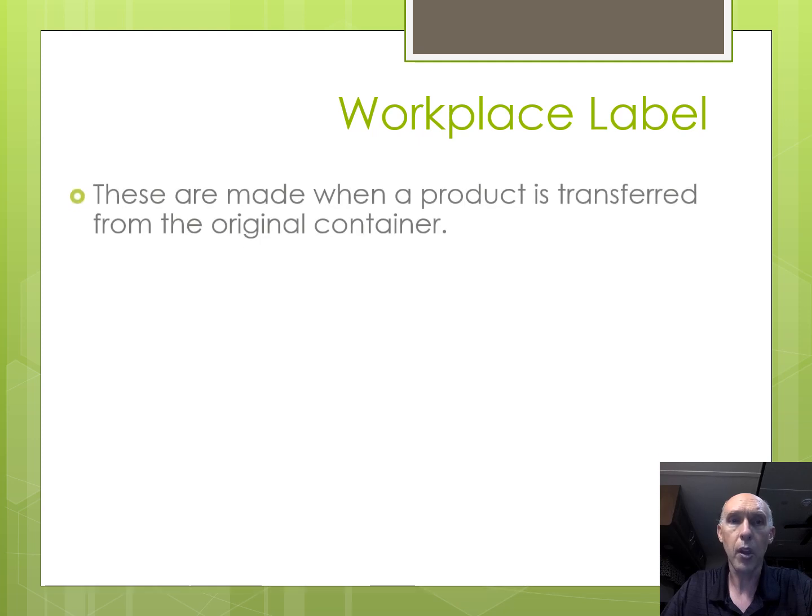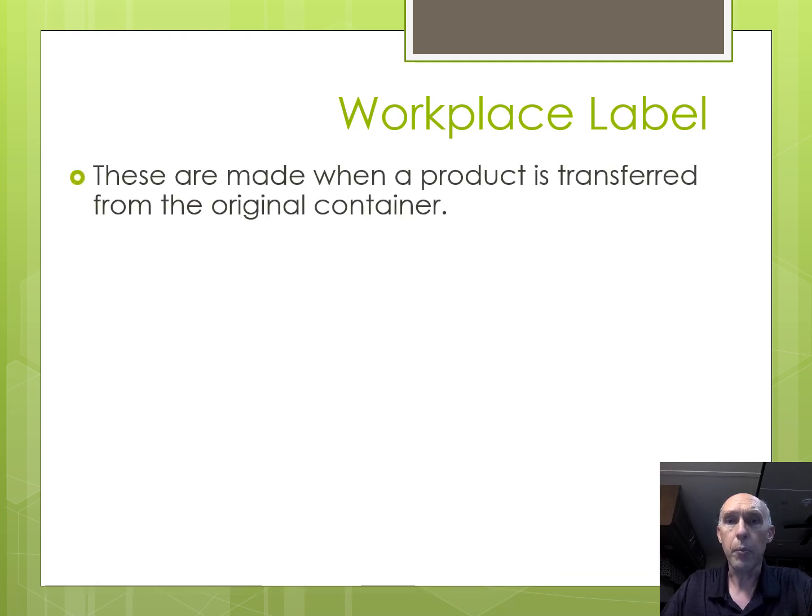First of all, there are two types of labels, and the first that we're going to look at is a workplace label. These are made when a product is transferred from the original container. So this is made in the workplace by a worker like you or I whenever we transfer something from the original container. Now we're usually told not to move stuff out of original containers, but there are some times where it's incredibly important that we should be doing it.